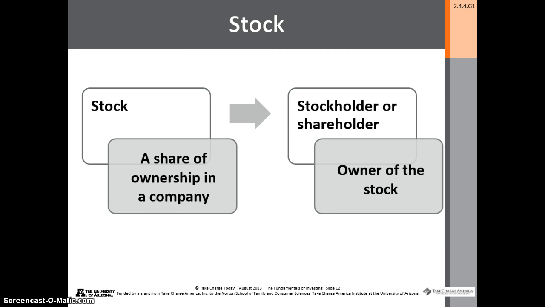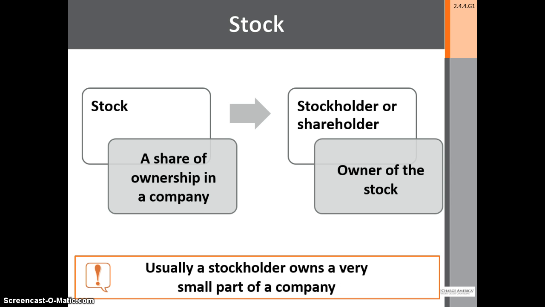A stock. A stock is a share of ownership in a company. The stockholder or the shareholder is the owner of the actual stock. When a stockholder purchases a stock, they own a very small part of the company. So, for example, Coca-Cola, Apple, there are people that own shares of that particular company. So they're owning stock in that company. You've probably heard the term, you should buy stock in Walmart, or if you visit a place so much, I should have some stock in Target. Usually a stockholder owns a very small part of that company.